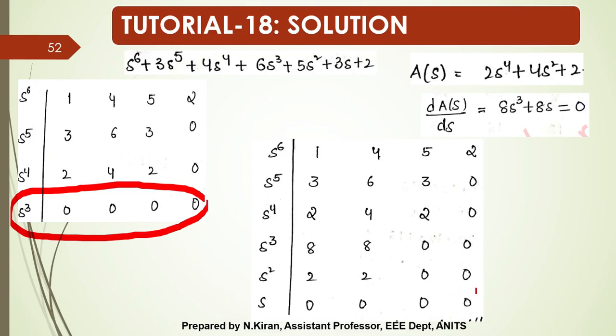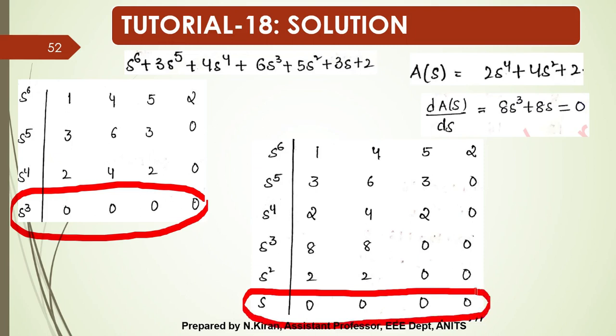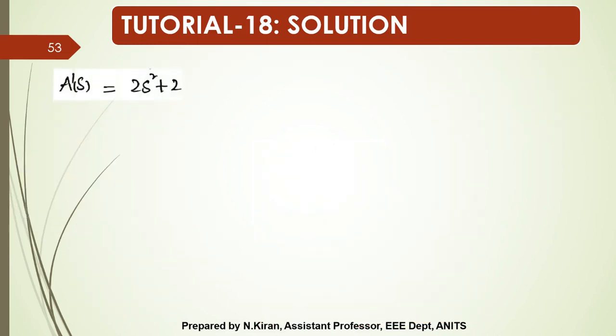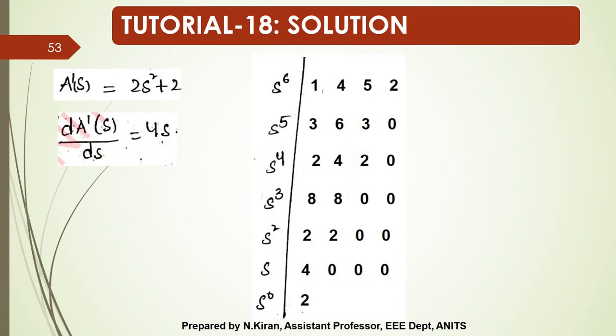Here you can observe that I'll once again get a row of zeros, but in this case those elements correspond to the row s^1. So again the same procedure is repeated. The auxiliary equation 2s^2 + 2 is differentiated, giving me 4s, and now when I replace that, you can observe that there are no sign changes in the first column.